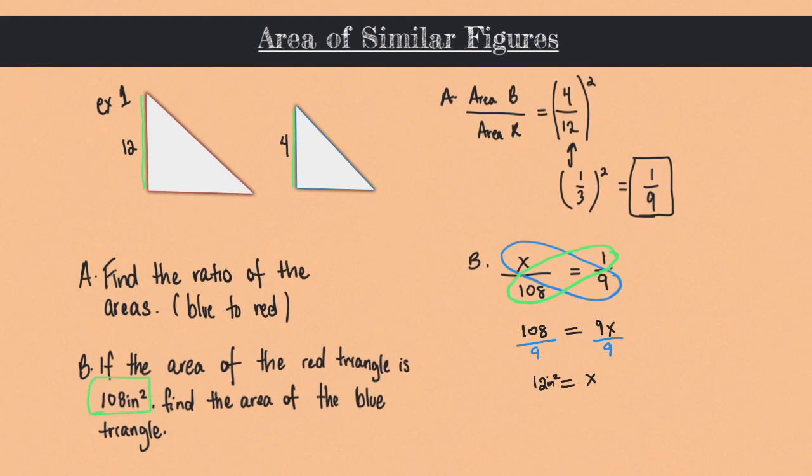Now, where do we get that unit from? Well, the unit was given to us in part B, where it says that the area of the red triangle was 108 square inches. So there you go. Let's look at another example.